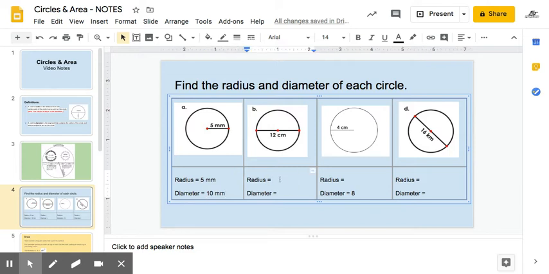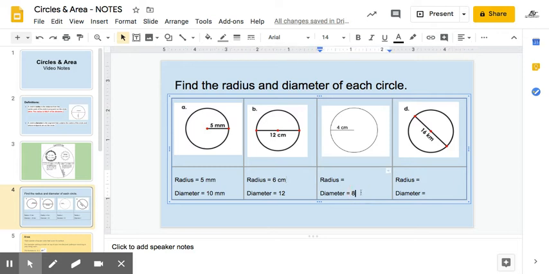Okay, for letter B, I gave you the diameter of the circle. The diameter was equal to 12. So I know my diameter is 12. Now I need to use the relationship between the two to determine what my radius is. Well, my radius is half the length of the diameter. Half means divide by 2. So I'm going to take my diameter and divide it by 2. All right, so 12 divided by 2 is 6, so that means that the radius is equal to 6.